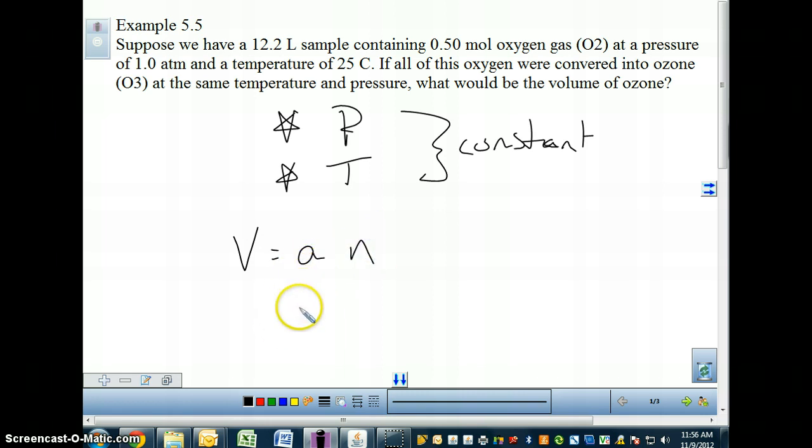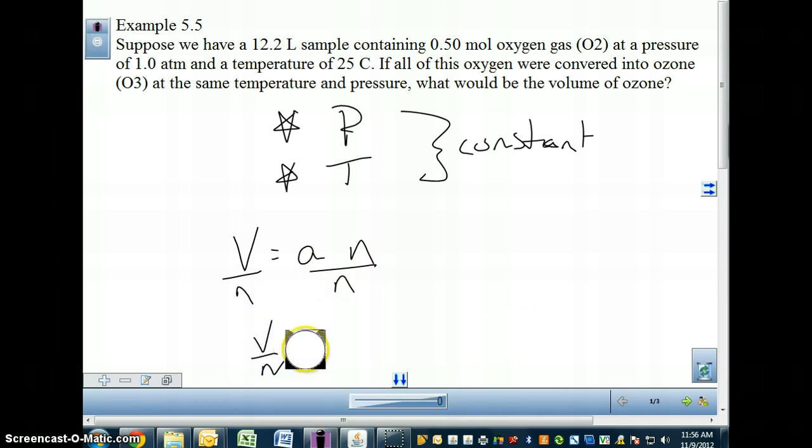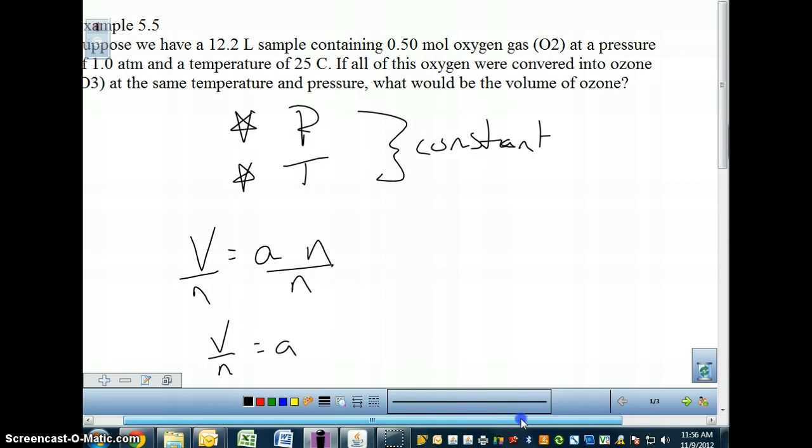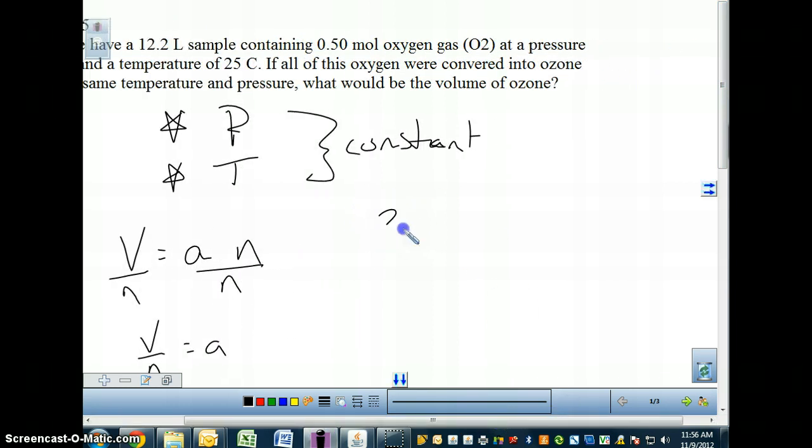constant. What we can do is get that constant by itself by moving the n to the other side, and we get volume over the number of moles is equal to A. Now that A is the same at the beginning when we're working with oxygen gas as it is at the end when we're working with ozone. Because we are changing the composition, we do have to write a balanced equation. 3O2 gives us 2O3.